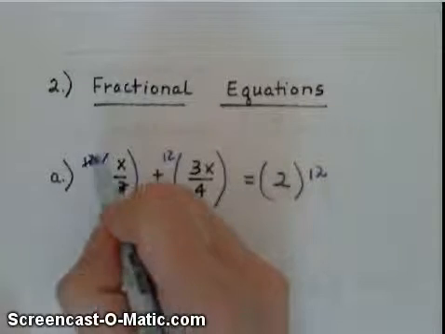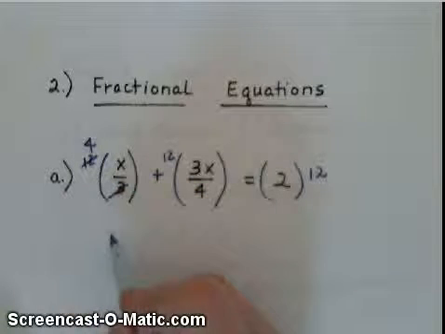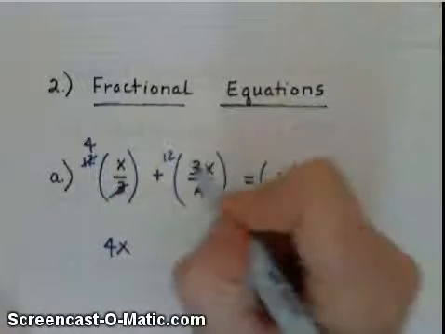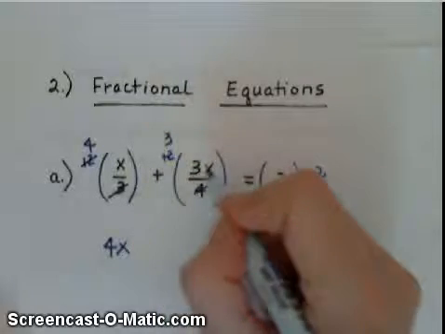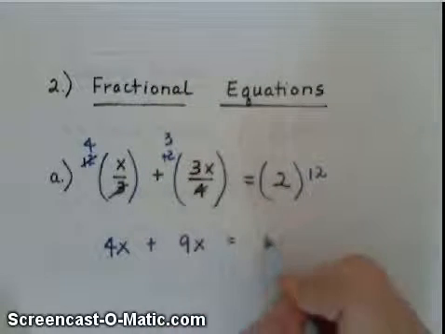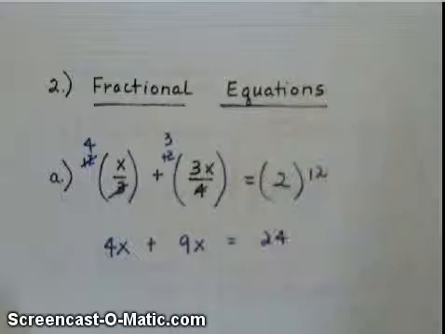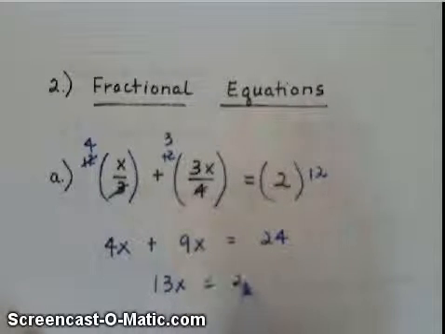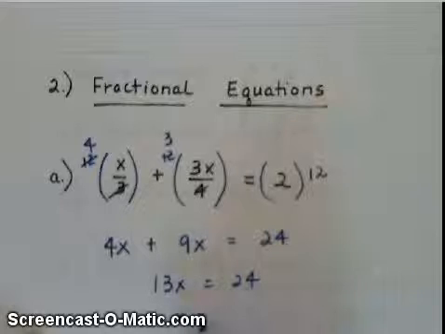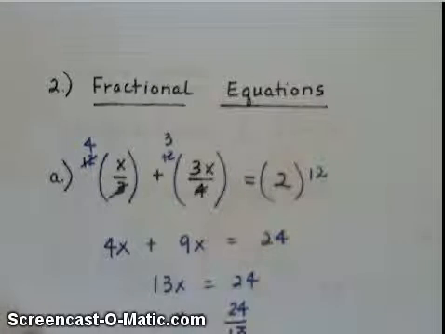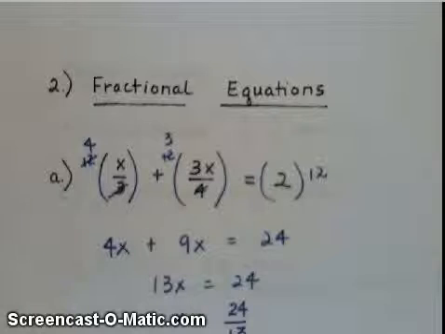Now, 3 will go into 12 4 times, so this piece has now been changed into a 4x. 4 will go into 12 3 times, so this now is a 9x, and this is a 24. And now we'll finish the problem. 13x is equal to 24, and x is equal to 24 over 13. You can write that as a mixed number if you want, but I'm going to leave it.